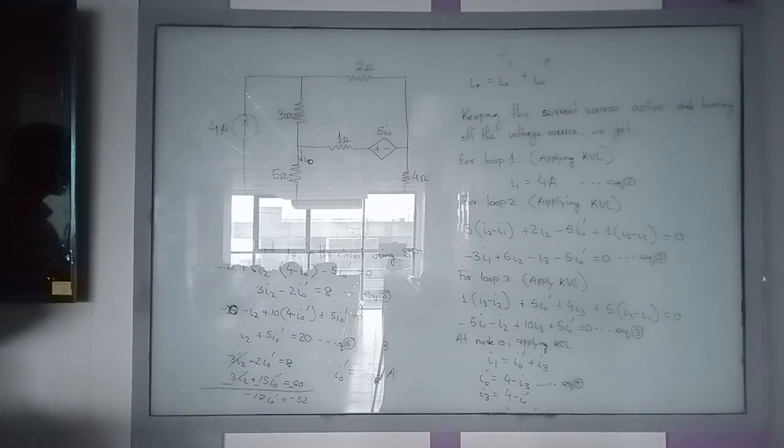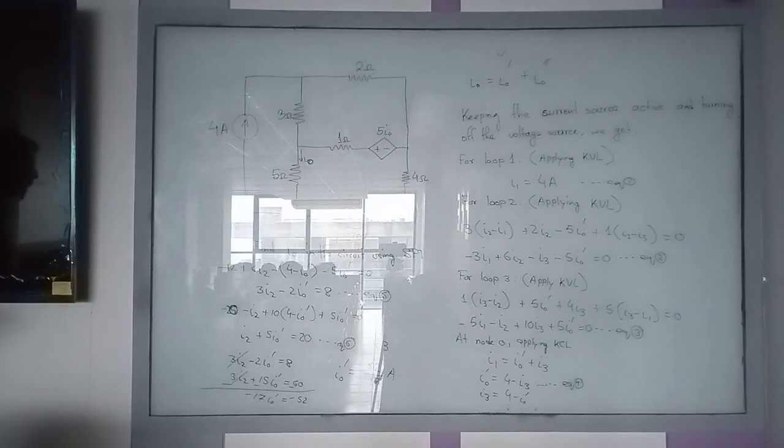So now you have to solve it all over again by considering the current source to be open and 20 volts to be active. Okay? In that case, you will get I naught double prime.